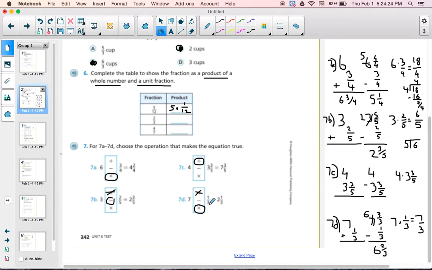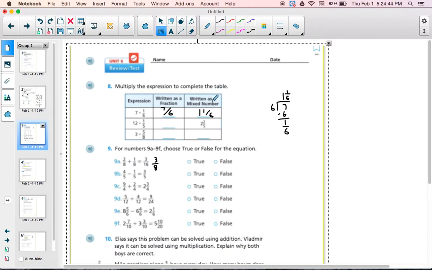7 times 1/3. So let me see what that is. 7 times 1/3, that's 7/3. I know 3 will go into 7 2 times. Actually, it goes in 2 1/3 times. So yes, that works. All right.